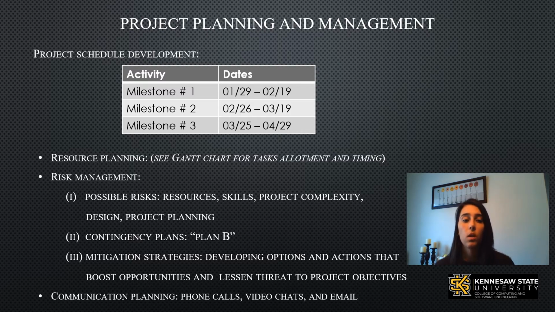For risk management, the possible risks were the resources we used, the skill set of the team, project complexity, and design, as well as project planning. Our contingency plan was Plan B. Anytime somebody's skill set wasn't as strong, or we just needed some help with something, we resorted to Plan B and worked together as a team to complete it.